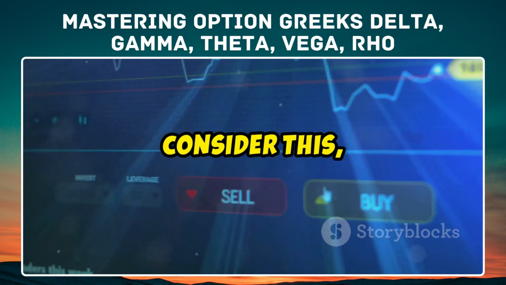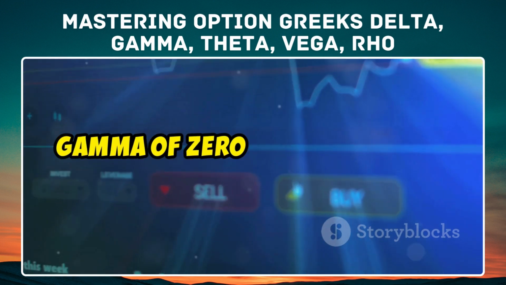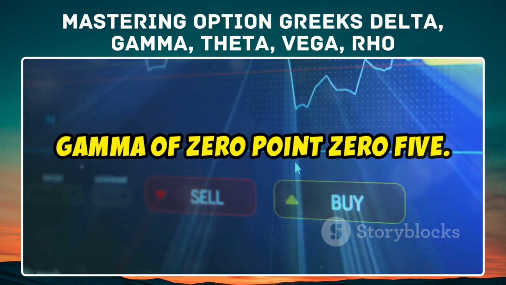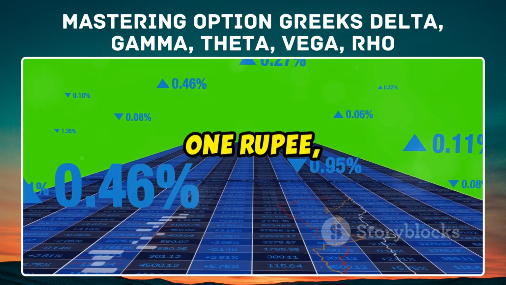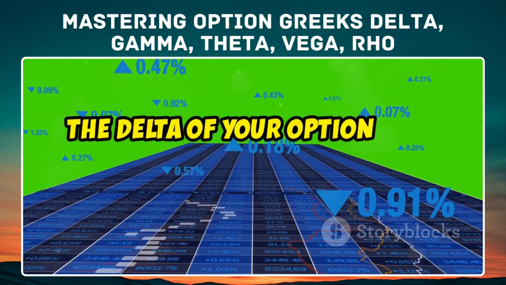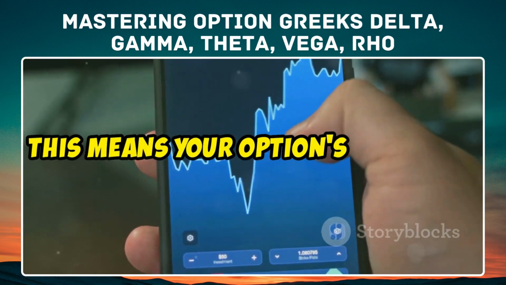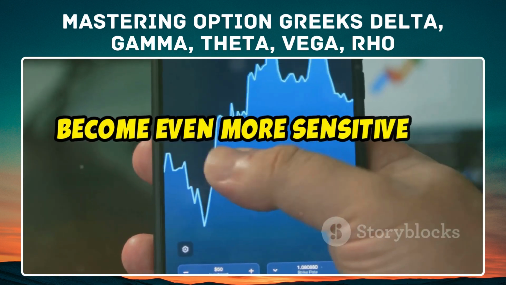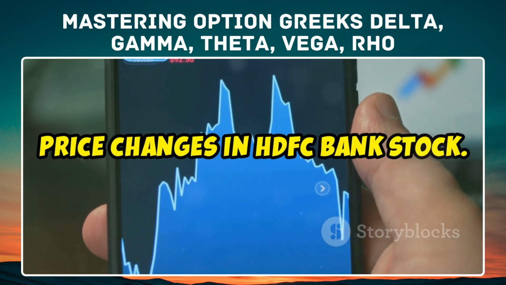Consider this. You buy a call option on HDFC Bank with a gamma of 0.05. If the underlying stock price moves up by 1 rupee, the delta of your option will increase by 0.05. This means your option's price will become even more sensitive to further price changes in HDFC Bank stock.